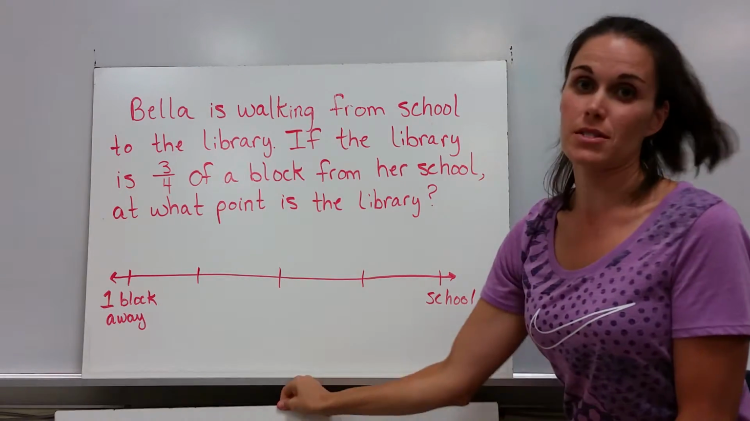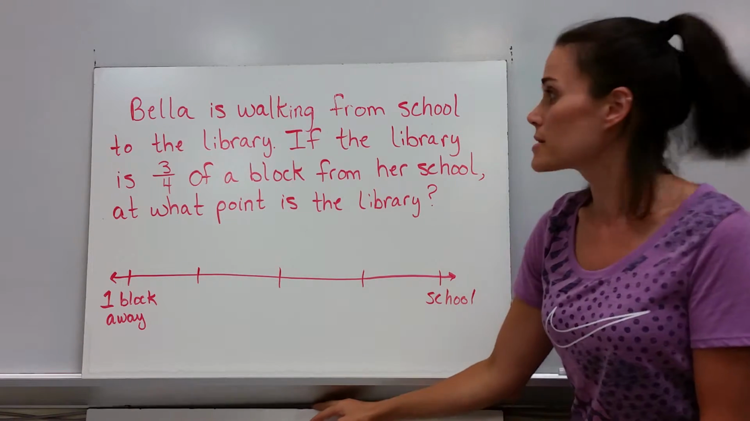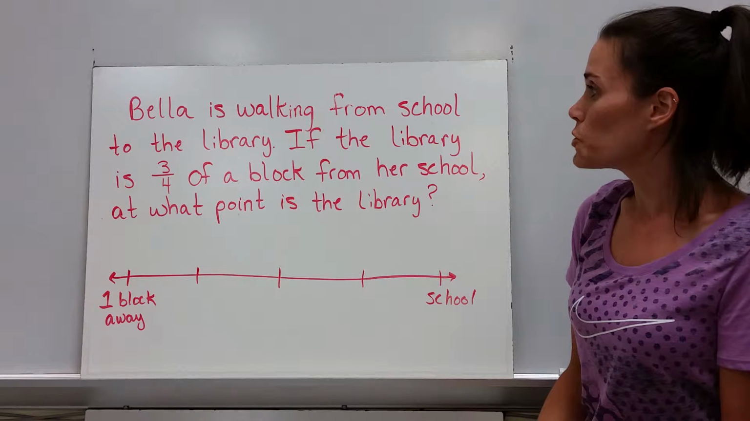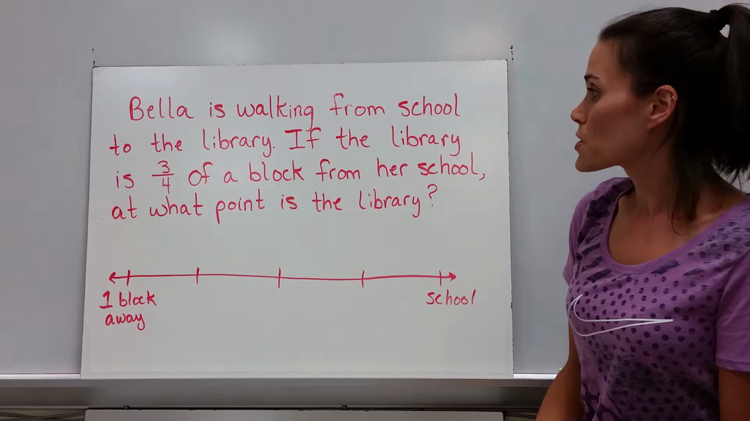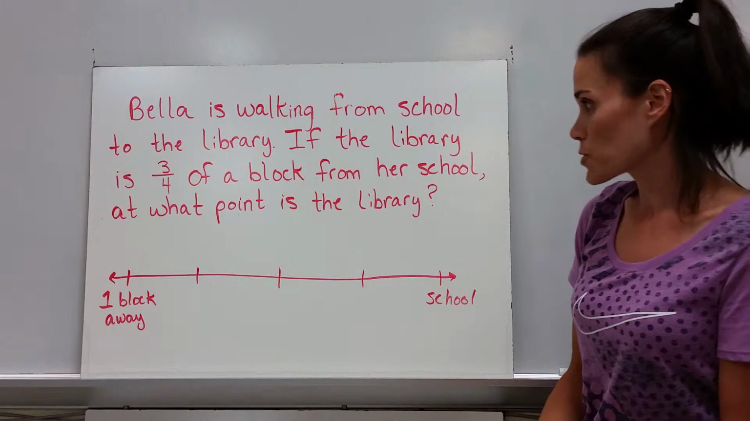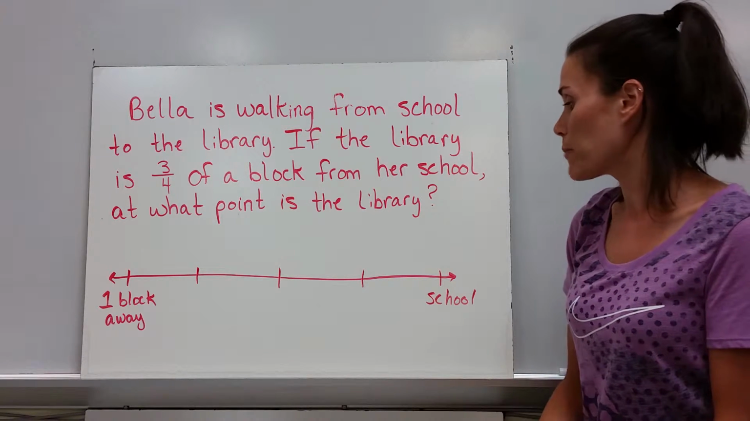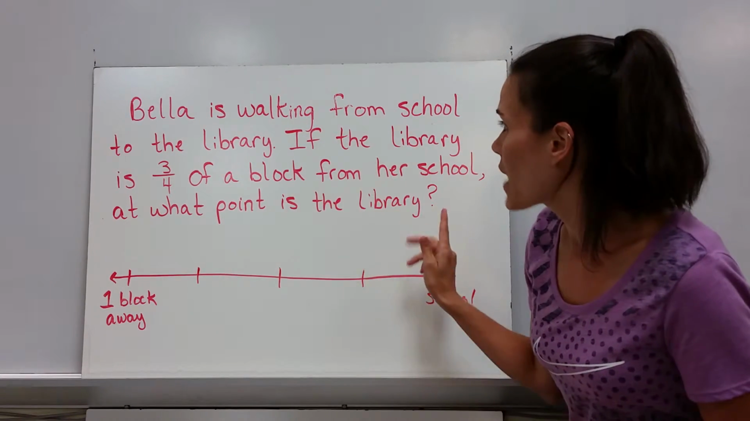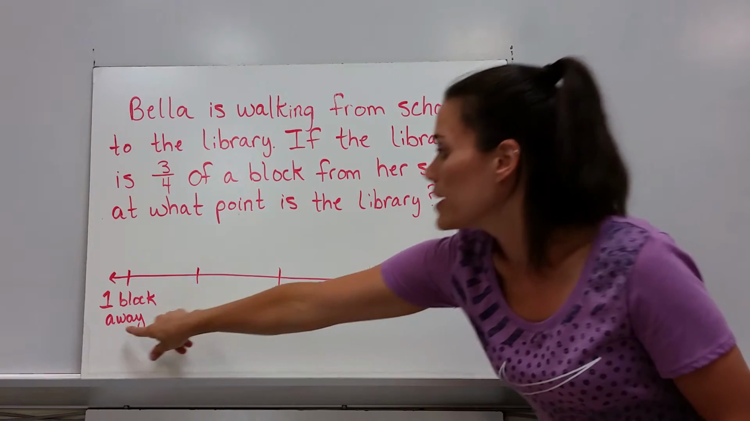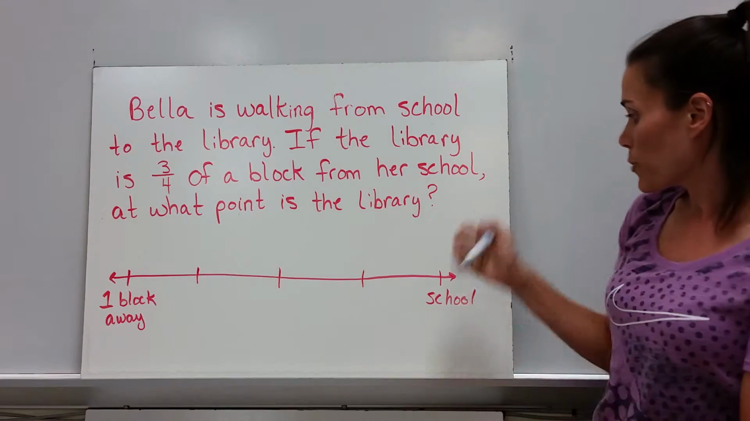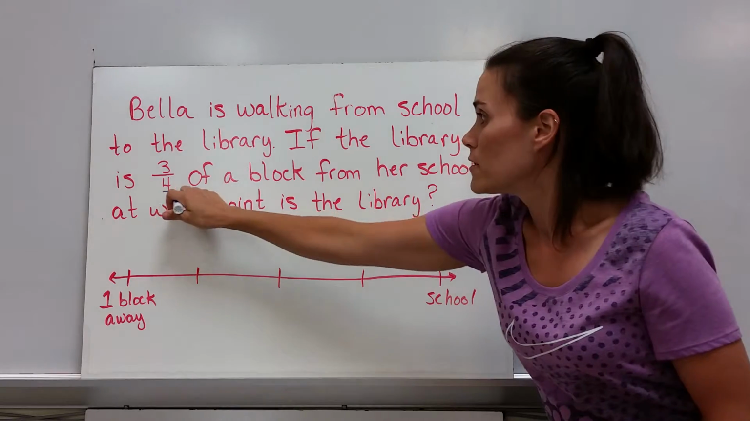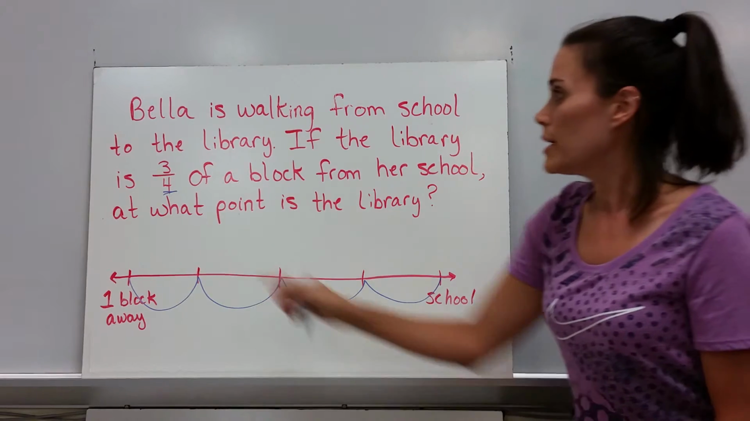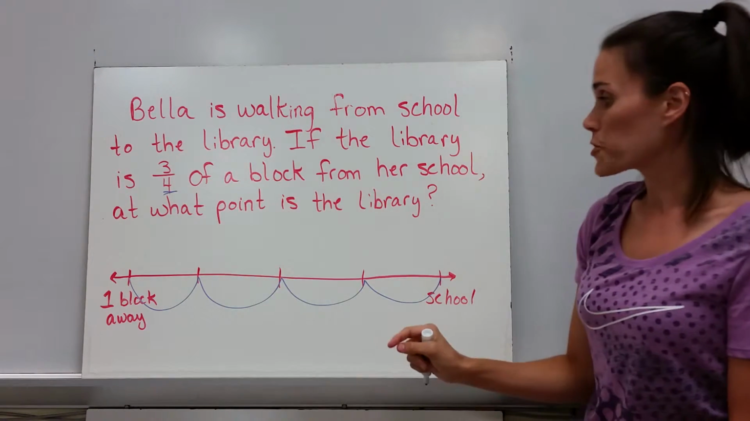Another way that this skill can be presented is within a word problem. So this says Bella is walking from school to the library. If the library is 3/4 of a block from her school, at what point is the library? So here's her school. We know that the library is 3/4 of a block away, and here is the full block. So we can see this is already split into 4 total parts. 1, 2, 3, 4.